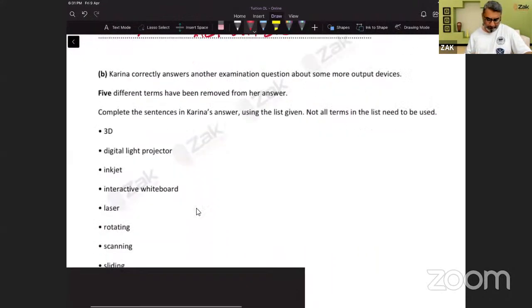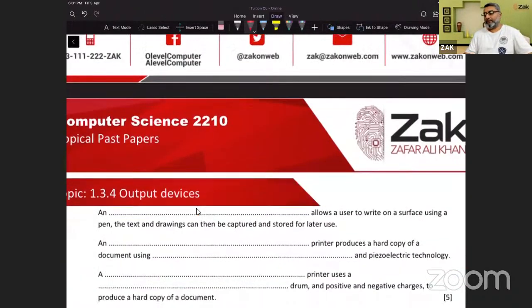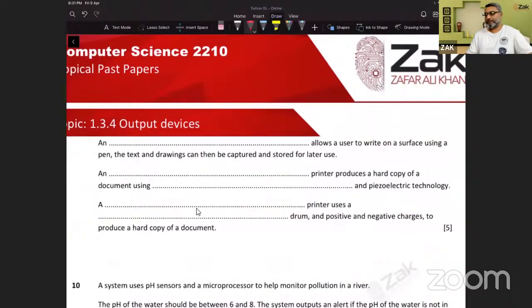Now, an inkjet, no, and dash allows the user to write on surface. So, okay, मैंने आपको क्या बताया था? This is interactive whiteboard. An interactive whiteboard allows a user to write on the surface using a pen. Dusra, and dash N means inkjet.